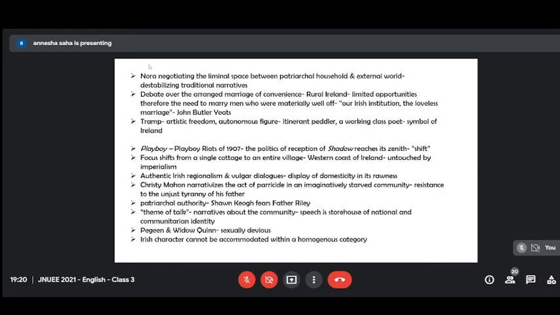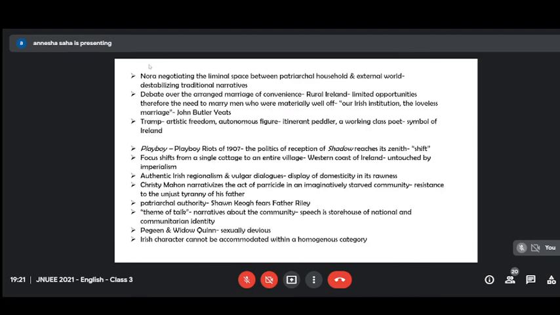And once again, like in the figure of Nora in the previous play, in this particular play as well, there is Pegeen, this woman that Christy Mahon gets attracted to, and she also, vice versa, gets attracted to him. And then there's another figure called Widow Quin. As the name suggests, she is a widow, so she's supposed to be morally chaste, right? She's supposed to not be engaging in any sexual acts outside of her marriage, and her husband is dead, so she's supposed to be celibate now.